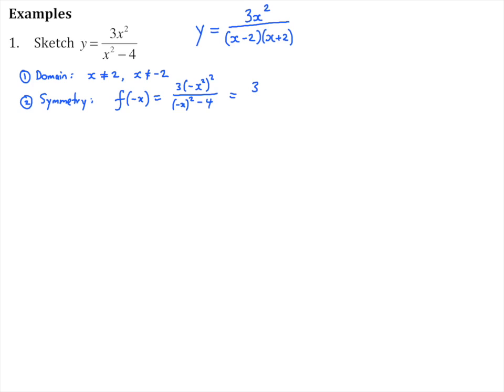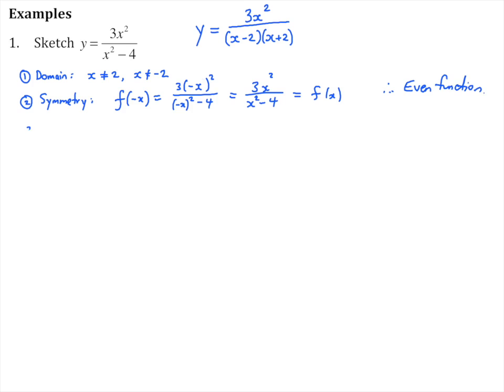Oh, hang on, I've made a little mistake there. Let's actually fix that up. That's better. I don't want the squared inside the bracket. It's just minus x inside the bracket. So that becomes 3x squared over x squared take 4, which is the same as the original equation up here. If f of minus x equals f of x, we know that it is an even function.